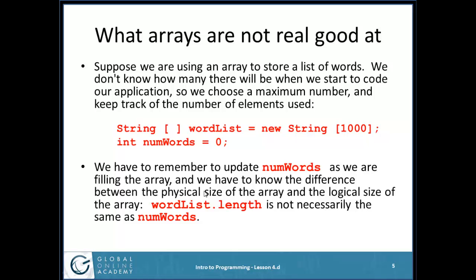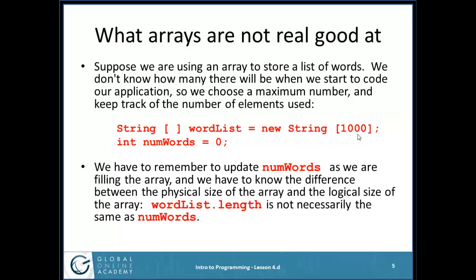But what are arrays not real good at? Suppose we're going to use an array to store a list of words, like we're going to read in the text of a chapter of a book. We don't know how many words there are going to be when we start reading it in. But we have to know how big to make our array when we use our new statement. So we have to pick a maximum number and then keep track of how many we actually used. So I might have String square bracket wordList equals new String 1,000. Give me 1,000 slots, Java.